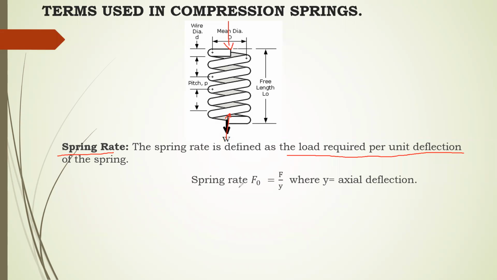Spring rate can be written like this: F by Y, where Y is the deflection of the spring and F is the applied load. Spring rate is also called stiffness. Once again, stiffness is load applied divided by deflection, and this is called spring rate.